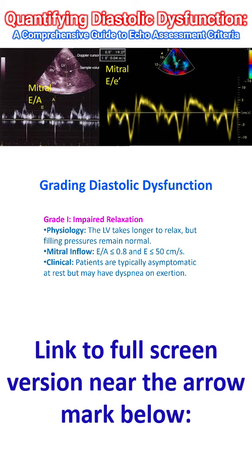Grade 1 is impaired relaxation. The physiology is that the left ventricle takes longer to relax, but filling pressures remain normal. Mitral inflow E by A ratio is less than or equal to 0.8 and E velocity less than or equal to 50 cm per second. Clinically, these patients are typically asymptomatic at rest but may have dyspnea on exertion.